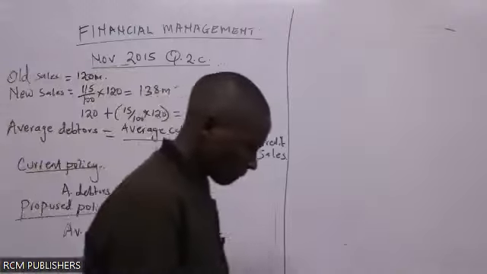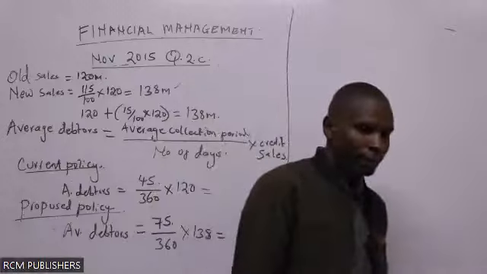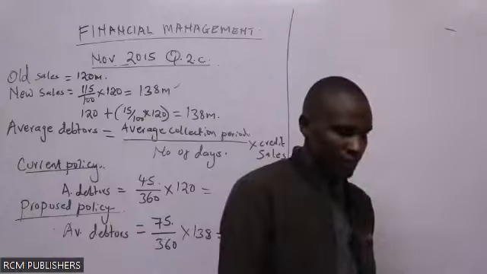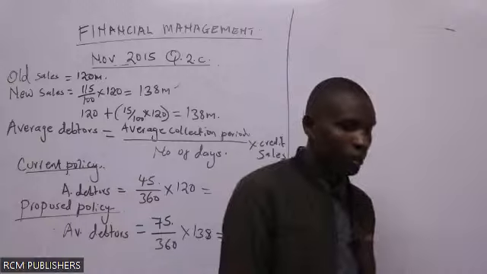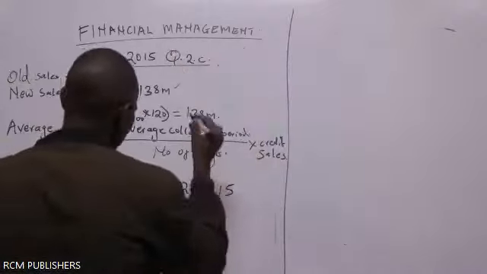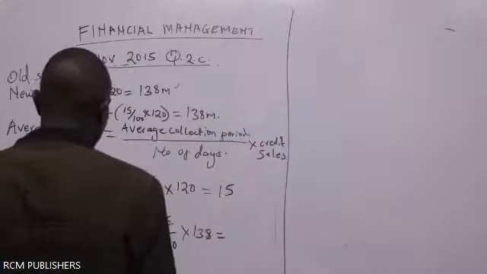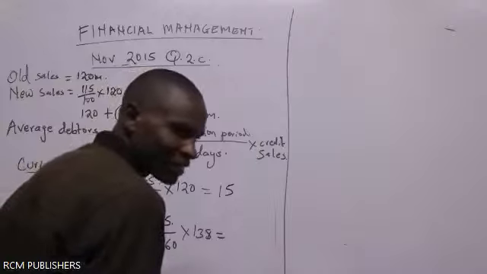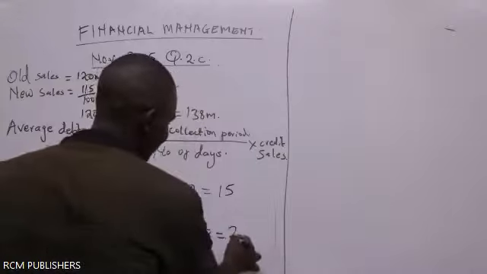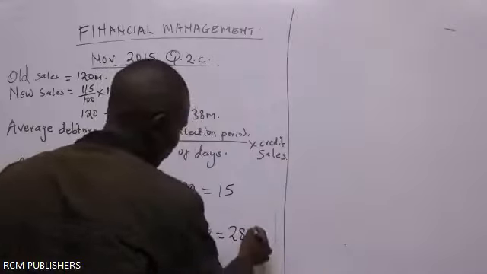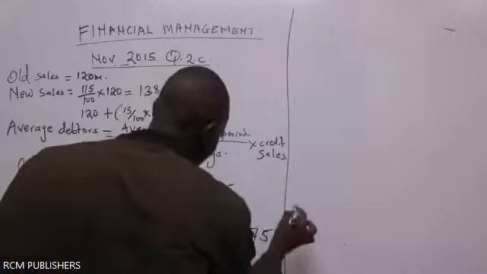What do you get? Current is 15. Okay, that's according to Richard. What about the other one? Current is 15, Richard is giving me 15 here, average debtors 15. What about the other one? 28. Proposing 28. Just put it the way it is. 75, no problem.